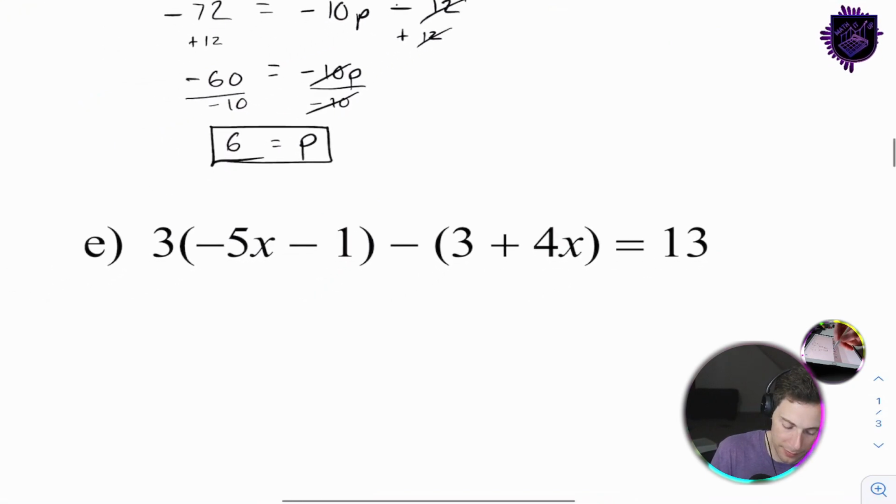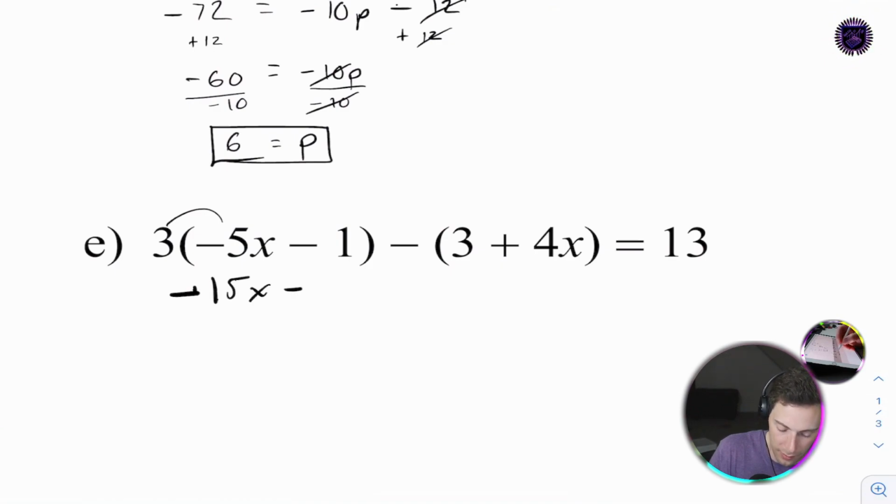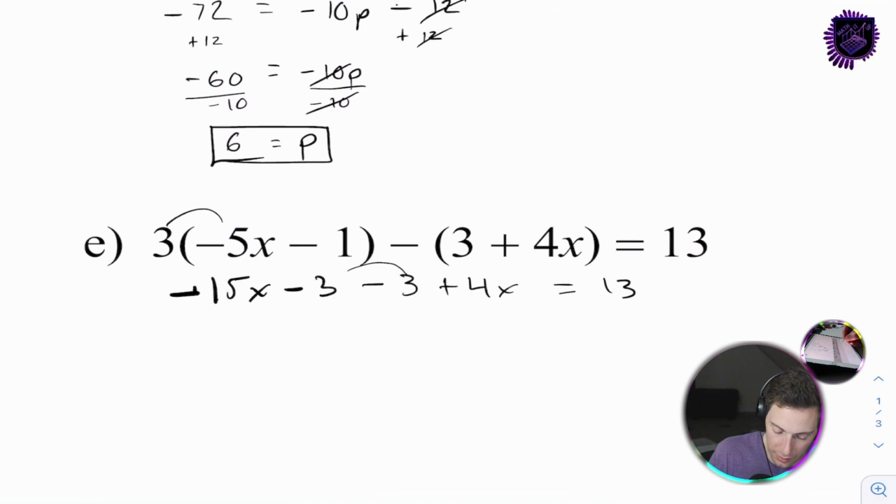Double distribution. All right. Negative 15x minus 3 minus 3 plus 4x equals 13. So these two are coming together and those two are coming together. So we have 11x minus 6 equals 13 plus 6.